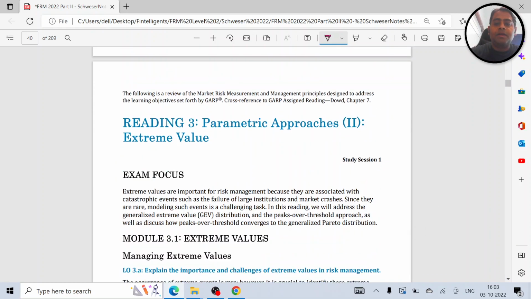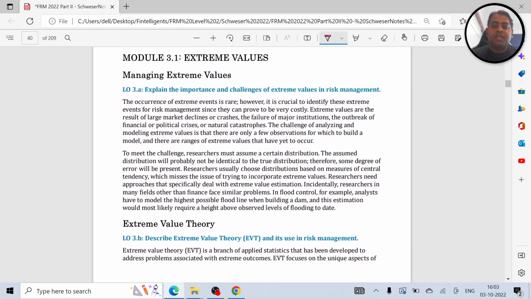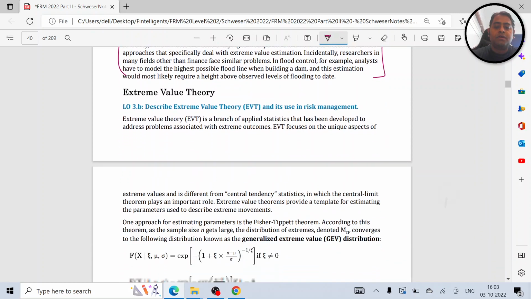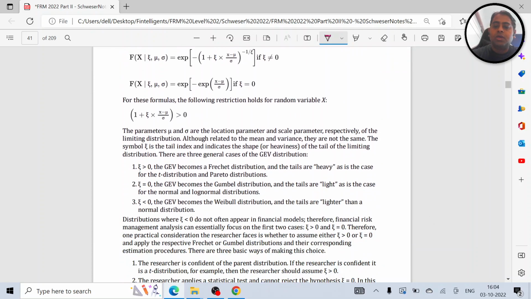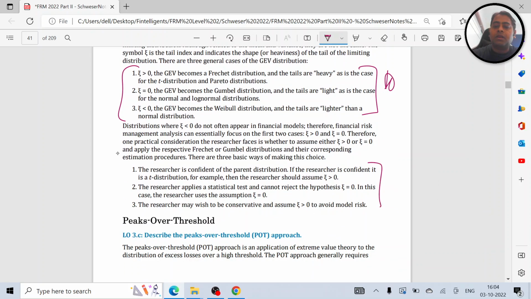So parametric approach, EVT, extreme value theory, has also been given in this section. Managing extreme values, read this paragraph. Don't get worried about these big notations. They are not tested in the exam as such. You should remember this part, very, very important, mark it with a star. Read this section also, mark it with a star.